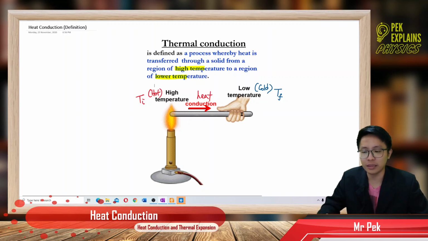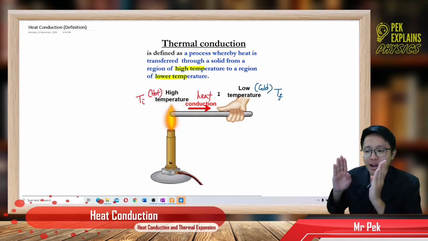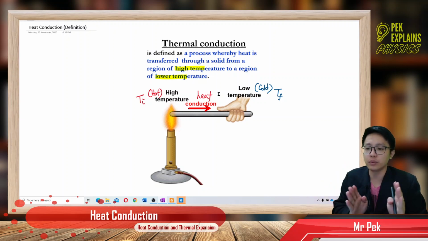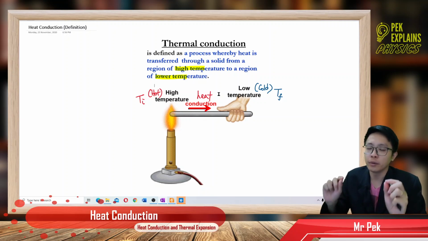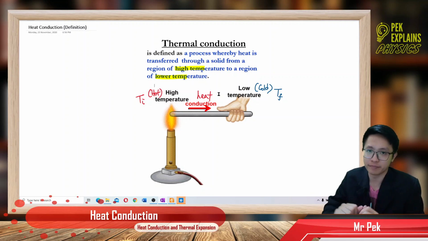Why does the whole metal rod become hot in the end? It is because the heat flows from the high temperature end to the low temperature end. Heat only flows if there is a difference in temperature between two points. There must be one high temperature end and another low temperature end. Then only is there heat flow between the two different temperatures.